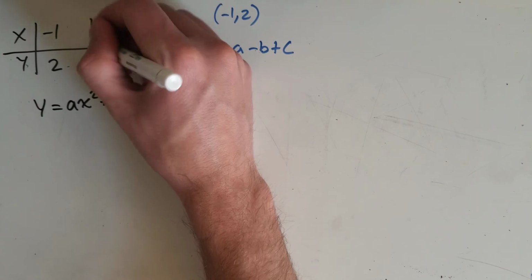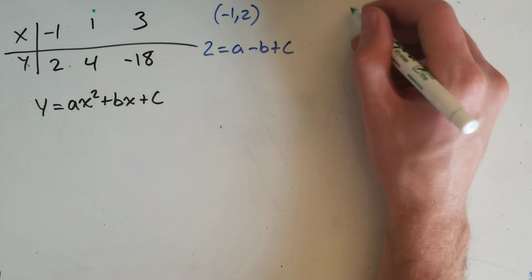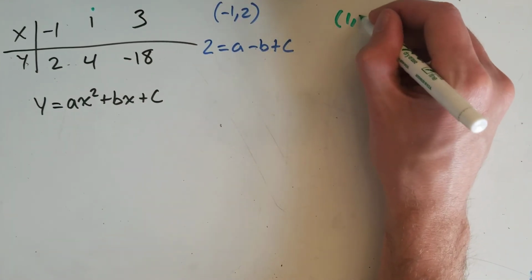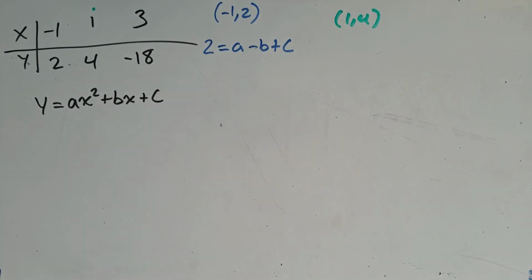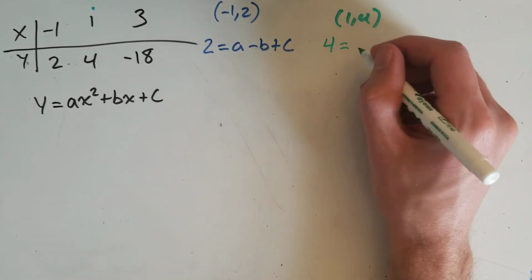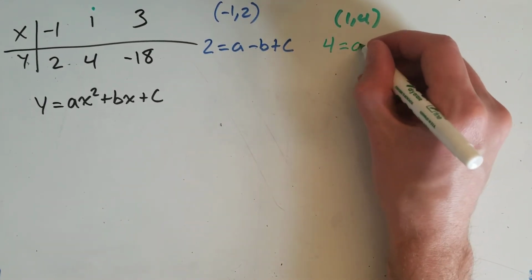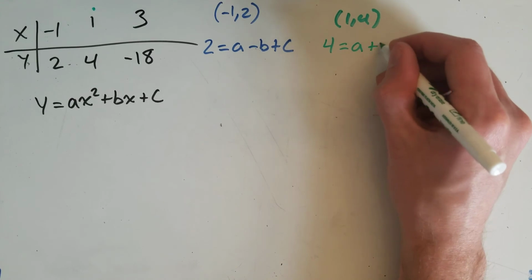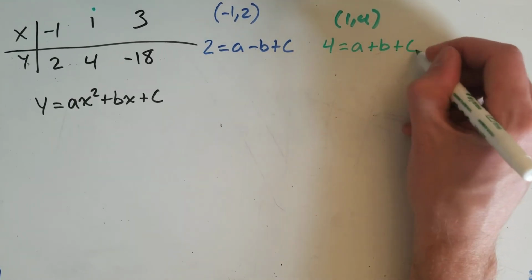Our next is going to be this middle point here, the 1, 4. So for the 1, 4, that means y is equal to 4 and x is 1, so 1 squared is 1, 1 times b is b, and you're going to have the plus c at the end.